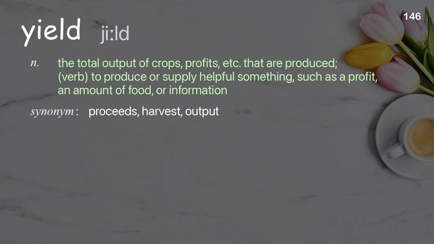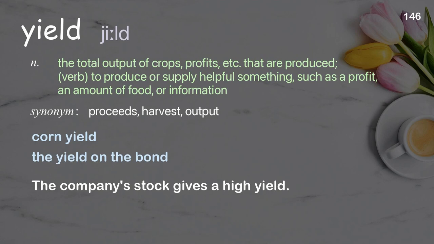Yield. The total output of crops, profits, etc. that are produced. Verb, to produce or supply something helpful, such as a profit, an amount of food, or information. Examples: corn yield, the yield on the bond. The company's stock gives a high yield.